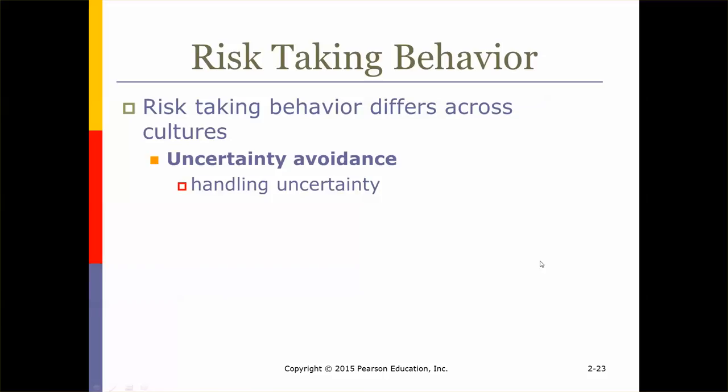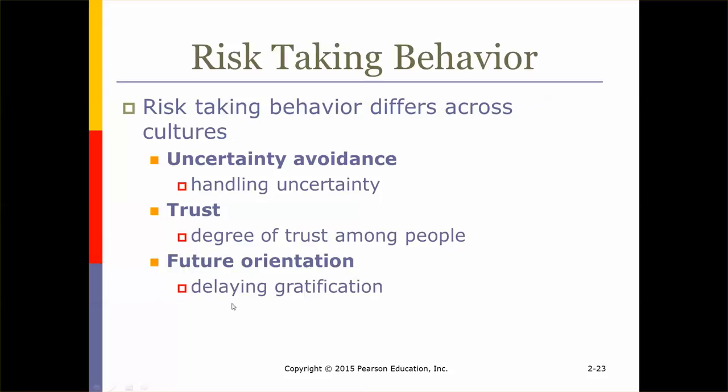So there's uncertainty avoidance, which is a culture where they don't want to deal with uncertainty. They want to avoid it. Then trust, a degree of trust among people. In other words, what kind of trust do we have? Future orientation. Is it a culture that delays gratification? Or fatalism, versus an attitude of self-determination. So these are types of risk avoidance or risk-dealing strategies, and businesses have to figure out whether or not to deal with them.